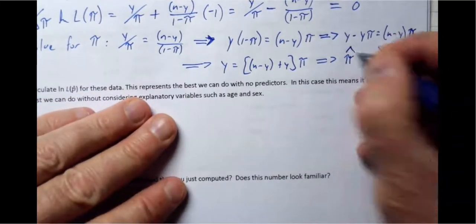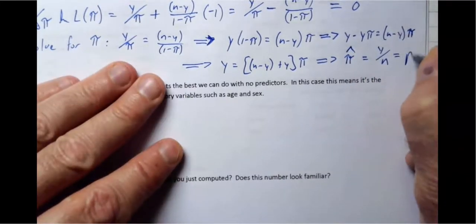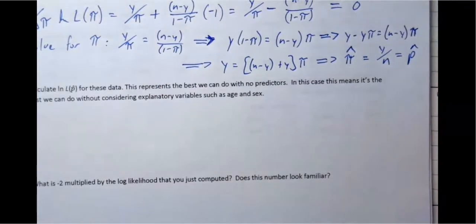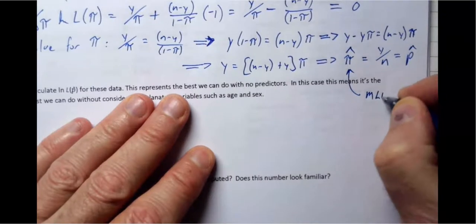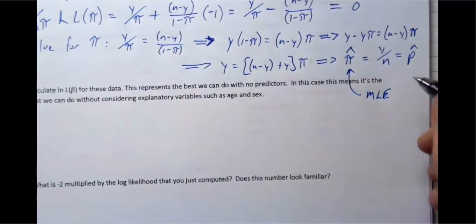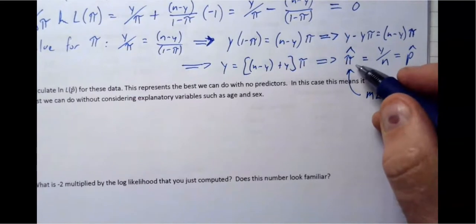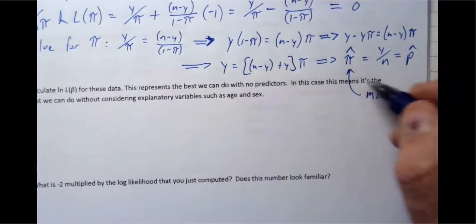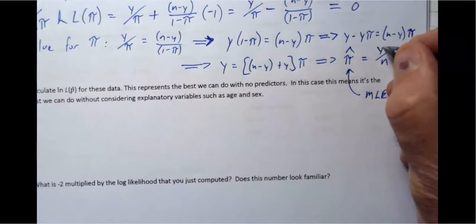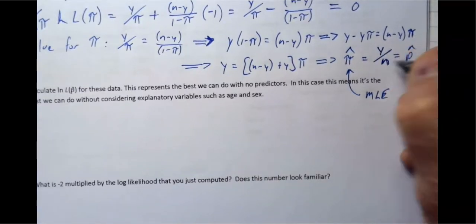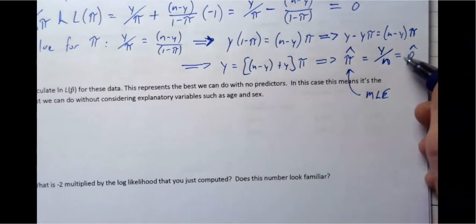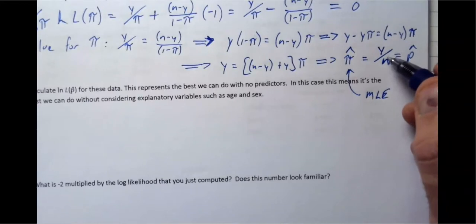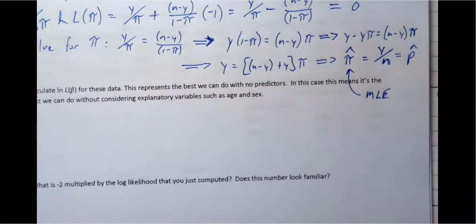Now I can stick a hat on there, this is my p hat, my maximum likelihood estimator. So the maximum likelihood estimator for the proportion or the probability of surviving is the number of survivors divided by the total sample size. That's interesting. The sample proportion is the maximum likelihood estimator for the probability. That makes some sense, right?